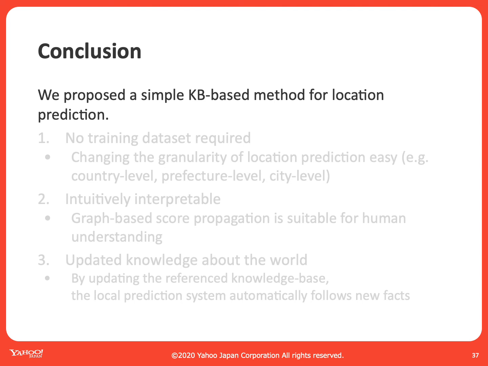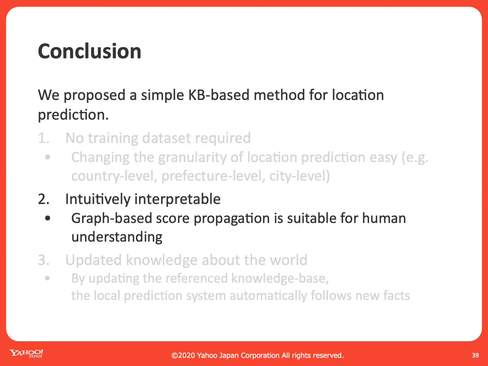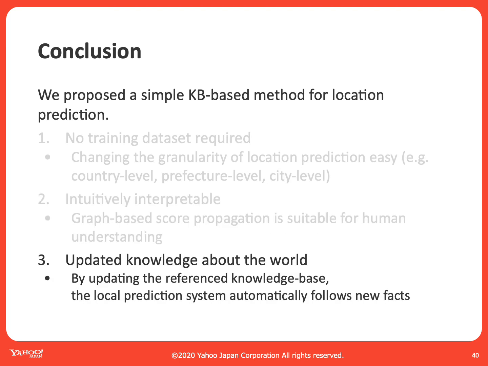To wrap things up, we presented a simple KB-based method for location prediction. The advantages of our method are as follows. Since our method requires no dataset for training, changing granularity of location prediction, such as switching from prefecture level to city level, is easy. Our method is easy for humans to interpret. For example, more phrases that describe a specific prefecture results in higher scores. Given a fresh KB, the method maintains performance even when municipal mergers take place by updating the Gazetteer.